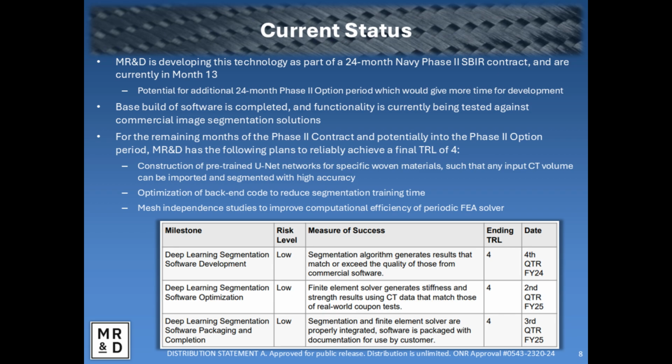The first is to construct pre-trained neural networks to package with the software to eliminate the need for the user to have to create their own and to be able to generate quick segmentation results reliably. Additionally, we'd like to optimize the back-end code to reduce runtimes for image segmentation and property calculations, and we'd also like to conduct continual accuracy studies to ensure the software matches or exceeds the performance of existing commercial solutions. Each of these tasks will cater to the 3 distinct milestones shown in the table at the bottom right.